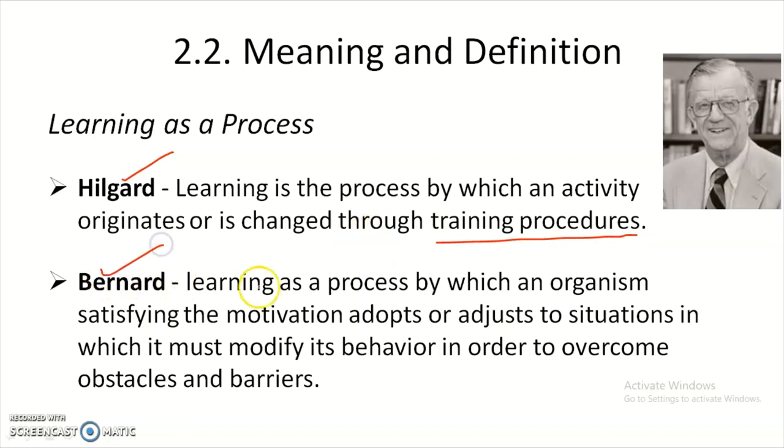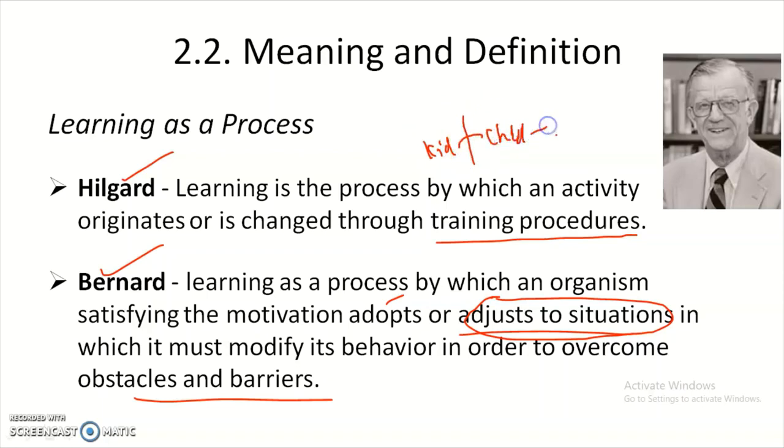And as per Bernard, it is a process by which an organism satisfying the motivation adopts or adjusts to the situations in which it must modify its behavior in order to overcome the obstacles and barriers, right? So learning is a process where we have to adjust to the situations. Why? Because in our life we are not going to stick to a single situation. If you are a kid, our situations are different.